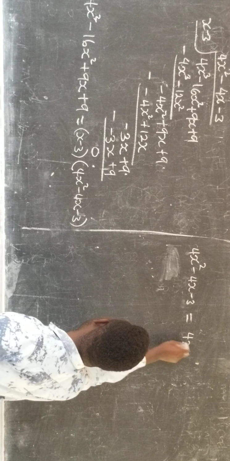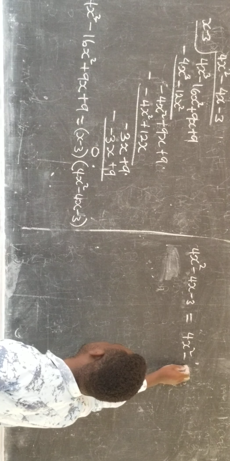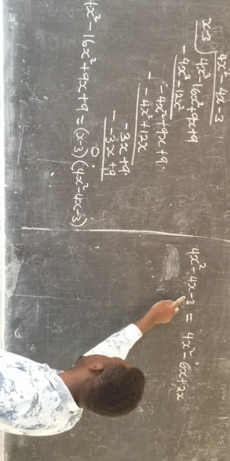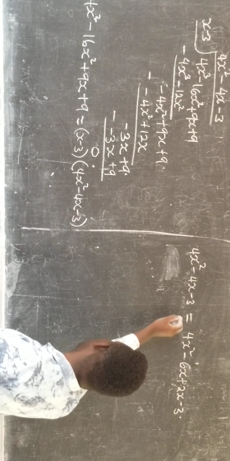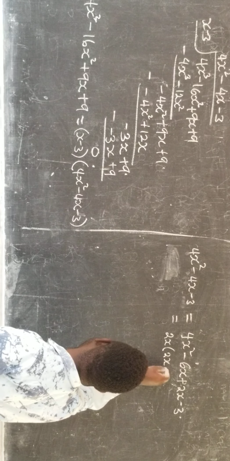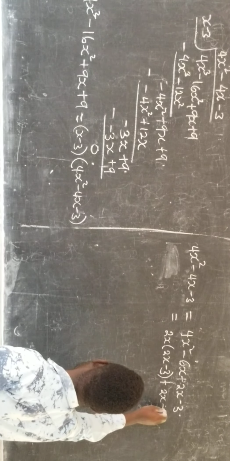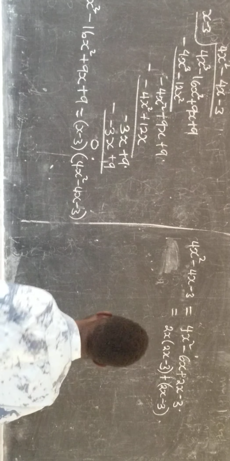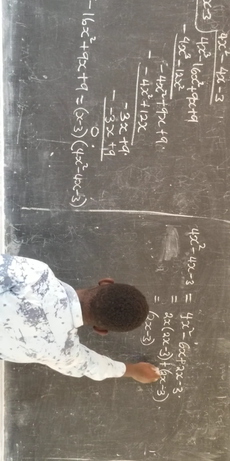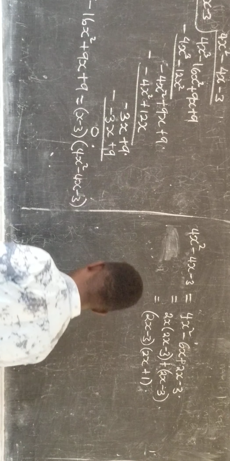So this is going to be 4x squared minus 6x, then plus 2x minus 3. If I factorize, I bring out 2x here. Here I remain with 2x minus 3. This one I cannot factorize any further. Minus 3. So, if I pull out 2x minus 3, here we have 2x, here we remain with 1.